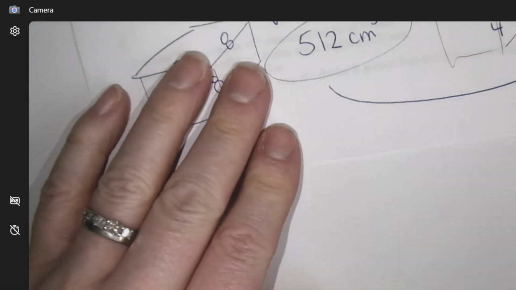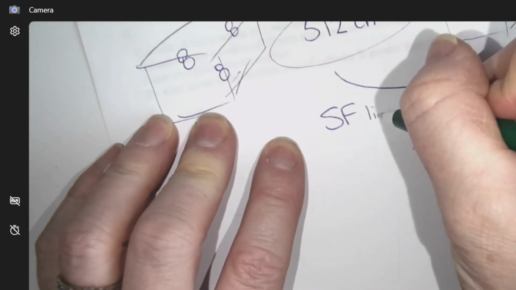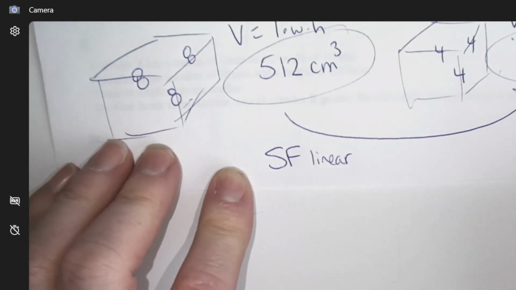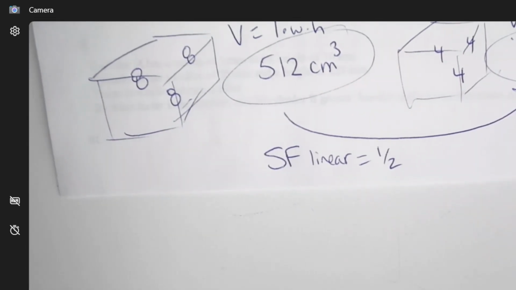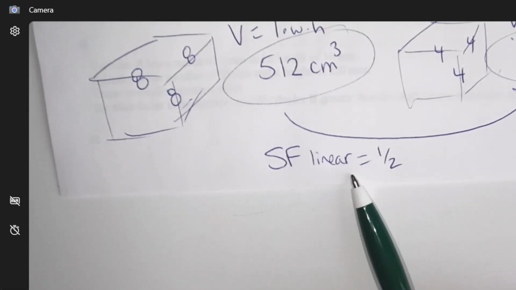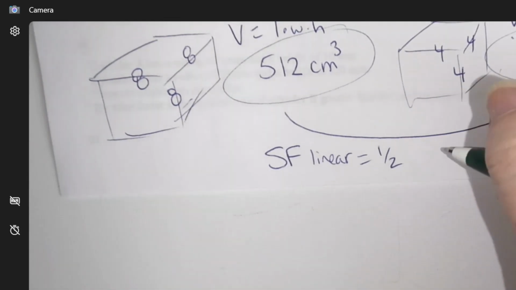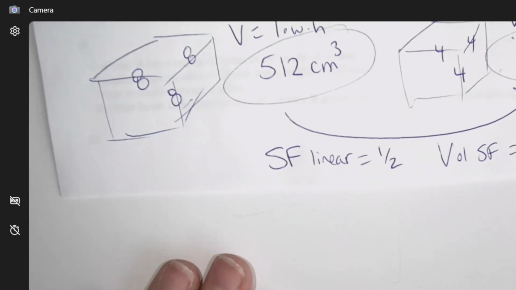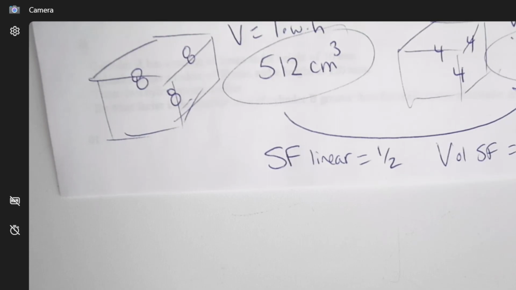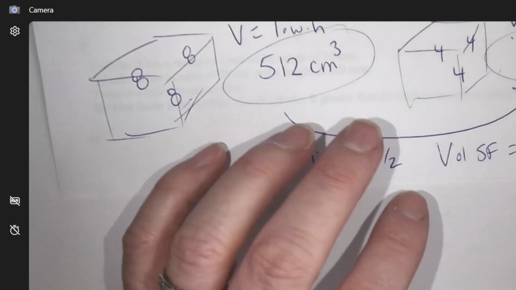Okay, so here's my conclusion. The scale factor of the linear means the sides. So linear scale factor is a half. Linear means sides. And the volume scale factor was 1/8. So the sides changed by a half, but the volume changed by 1/8. What is going on? Do we have some kind of relationship between that and that?